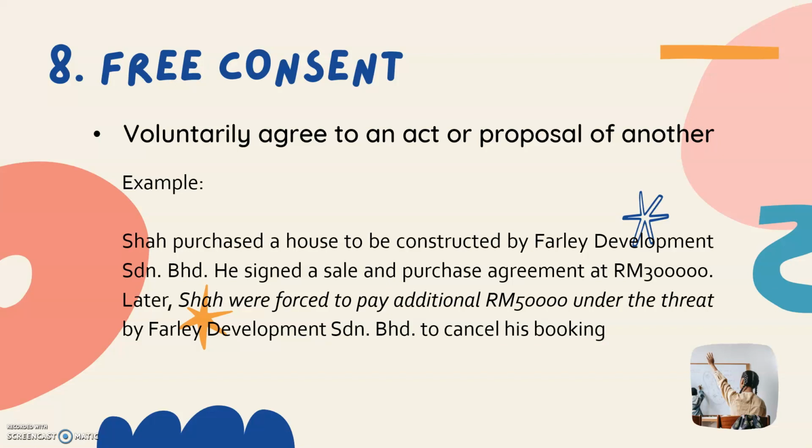He signed a sale and purchase agreement at 300,000 ringgit Malaysia. Later on, Shah was forced to pay an additional 50,000 ringgit Malaysia under the threat by Farley Development Sendirian Berhad to cancel his booking. In this situation, the additional 50,000 ringgit Malaysia was coercion and not made voluntarily.